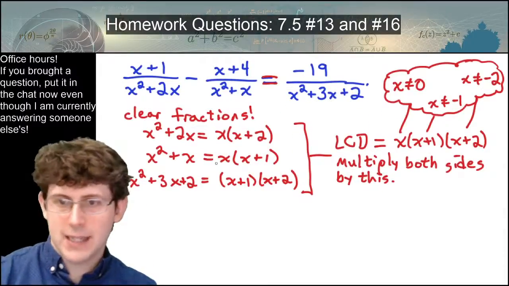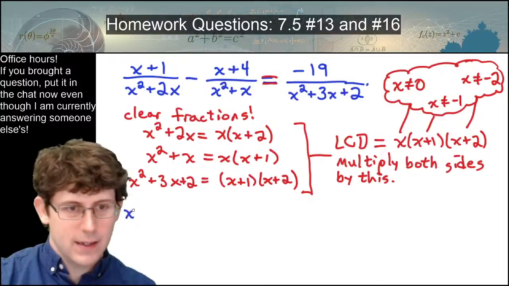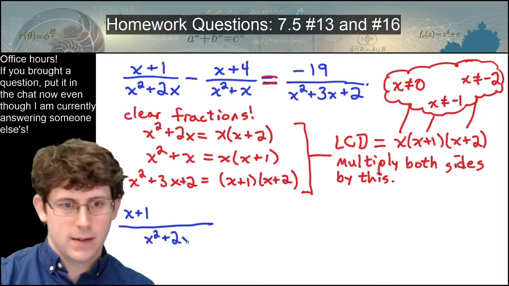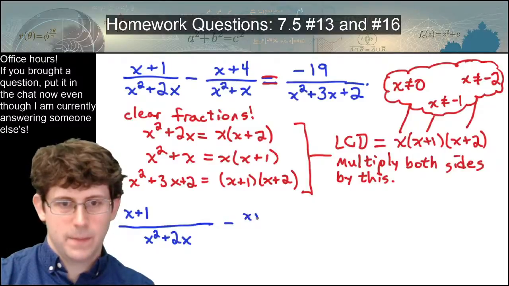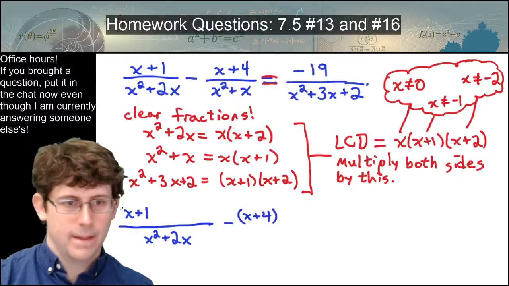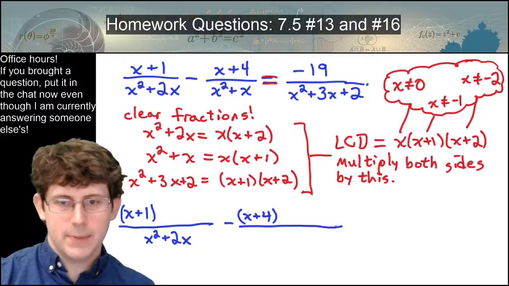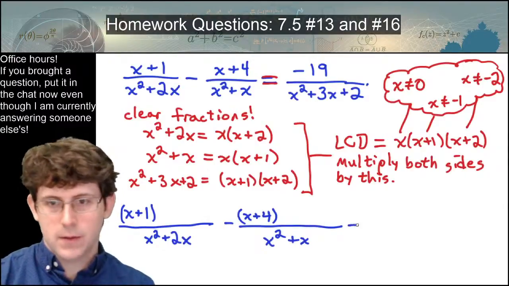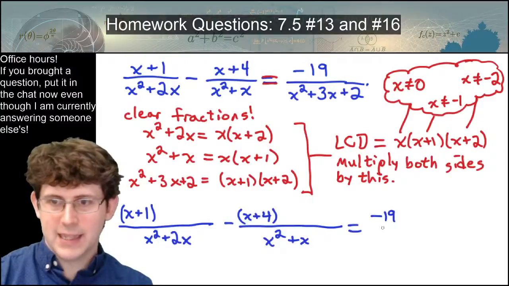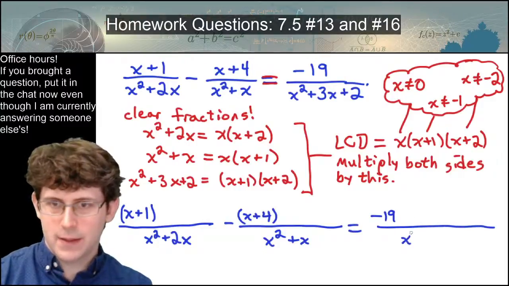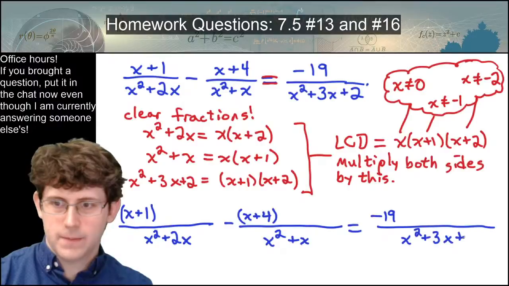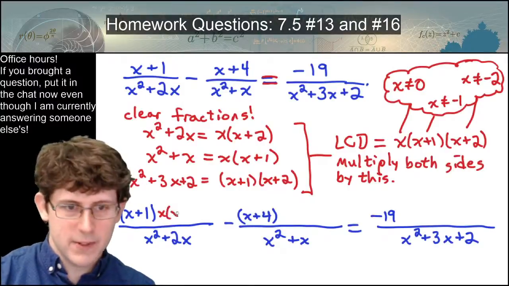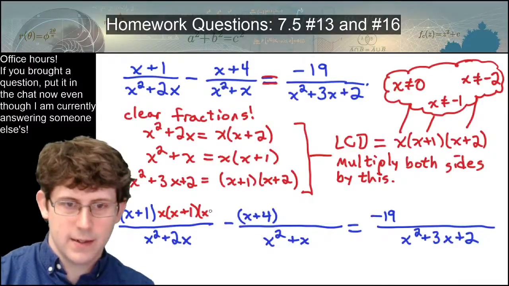When I multiply both sides by the least common denominator, it's going to be a huge mess. But I will start by just copying down everything I had before, leaving space for my least common denominator everywhere. Then I will multiply both sides by my least common denominator.